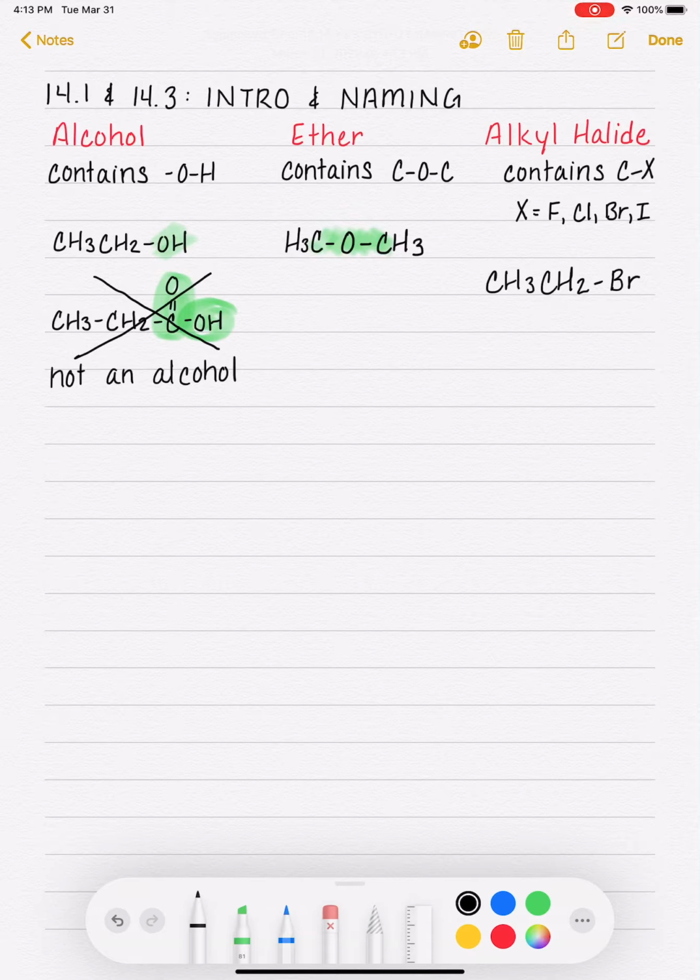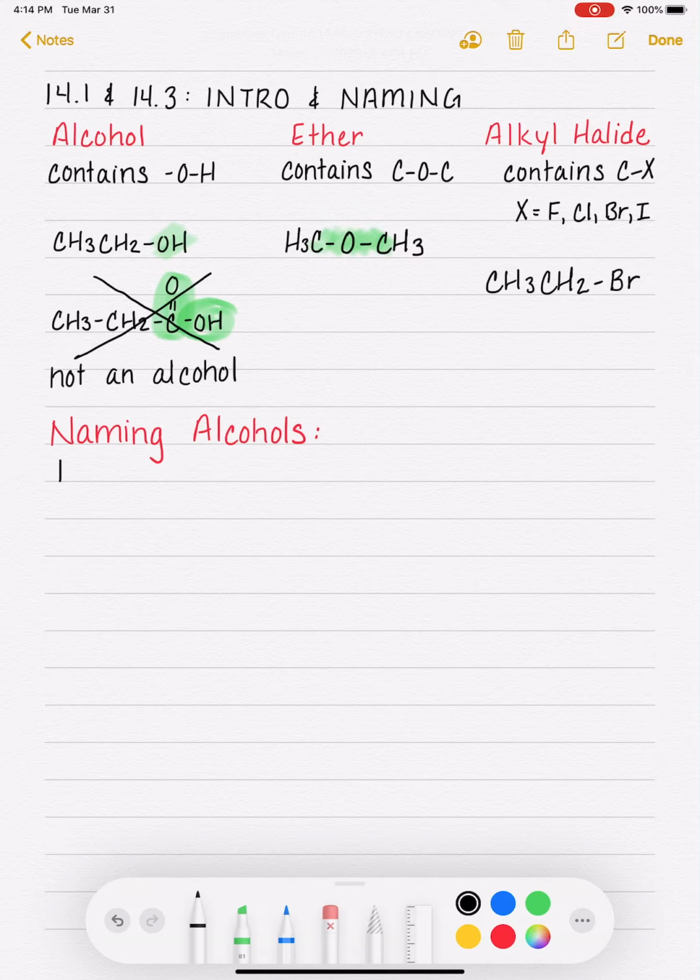Of these three functional groups, we have already talked about how to name alkyl halides. That was something that we did in the first week when you were learning just real basic naming. We're not going to learn how to name ethers. We are going to learn how to name alcohols. The good news about naming alcohols is that it follows the same type of rules that we have been using for naming alkenes and alkynes and alkanes and alkyl halides. We just continue to use the same rules over and over again.